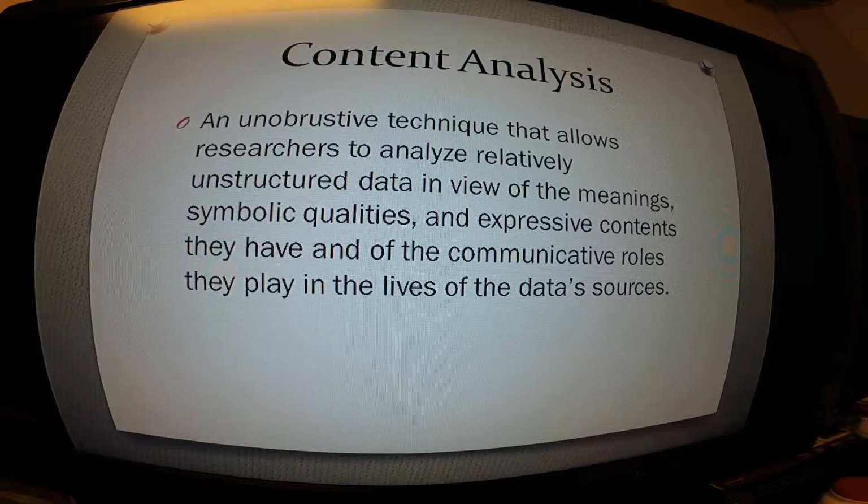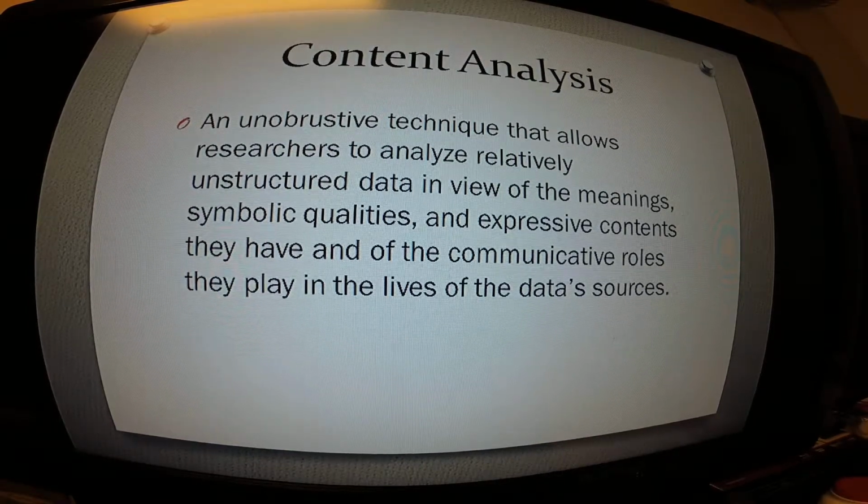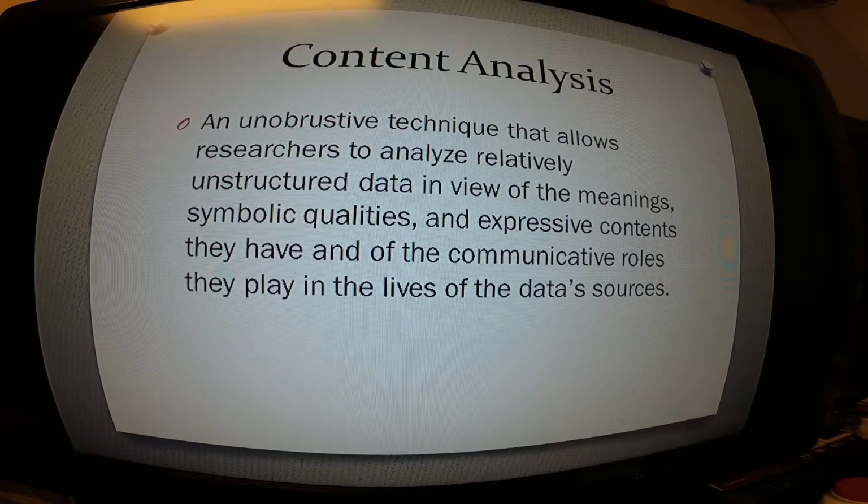It is an unobtrusive technique that allows researchers to analyze relatively unstructured data in view of the meaning, symbolic qualities, and expressive contents they have and of the communicative roles they play in the lives of the data's source. That was a mouthful, I know.